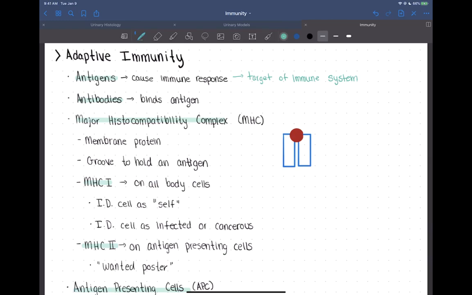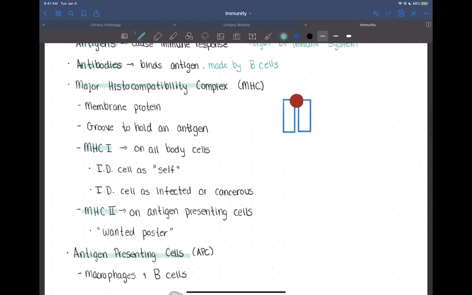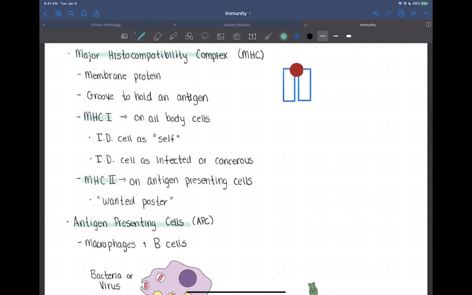All right, and then we're also going to talk about antibodies. Antibodies are proteins that bind to antigens. Okay, and so they are made by B cells. All right, we're going to talk in detail about B cells and how antibodies work. And so remember, antibodies just circulate within the blood and the lymph, looking for some sort of antigen to bind to.